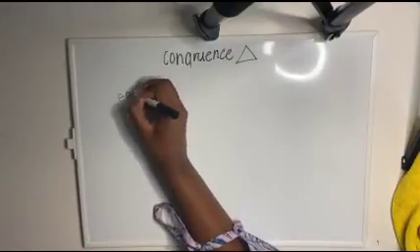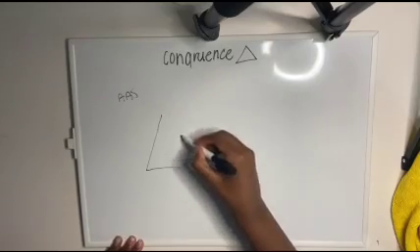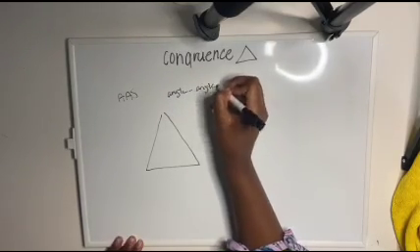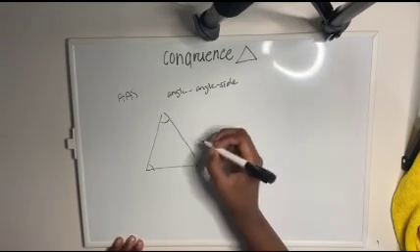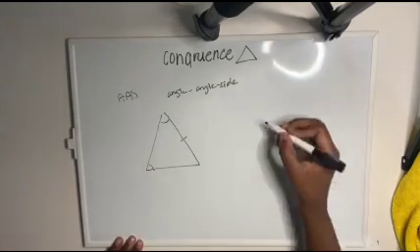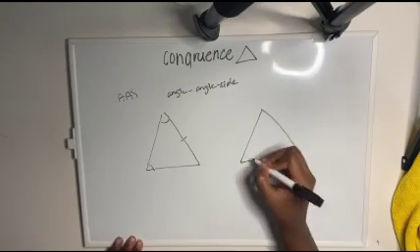The next theorem we're going to talk about is AAS, which stands for angle, angle, side. This means that when you have 2 angles that are the same in 2 triangles and a side that's not in between the angles is the same.